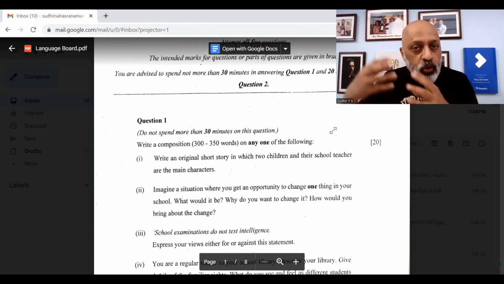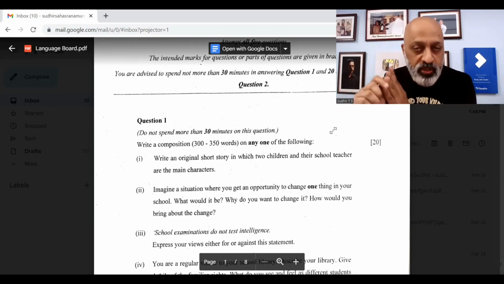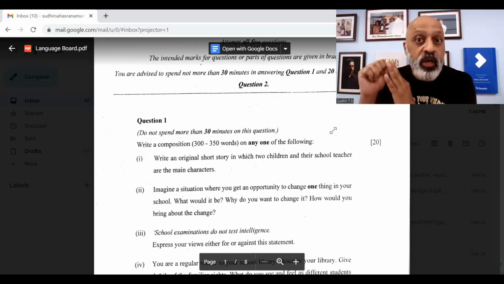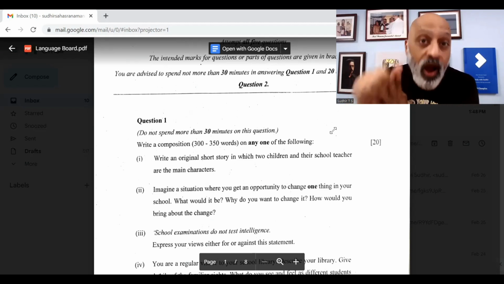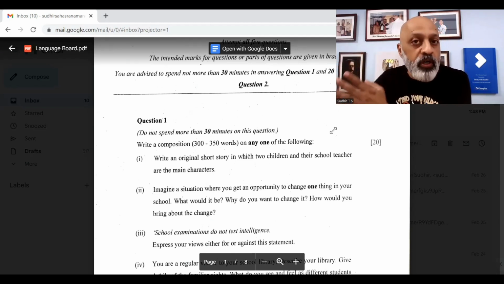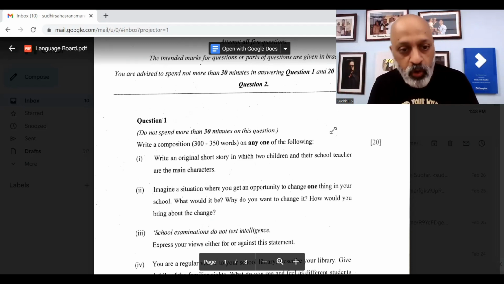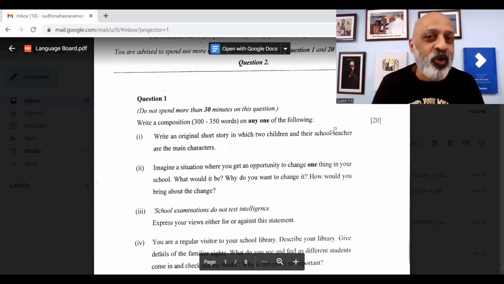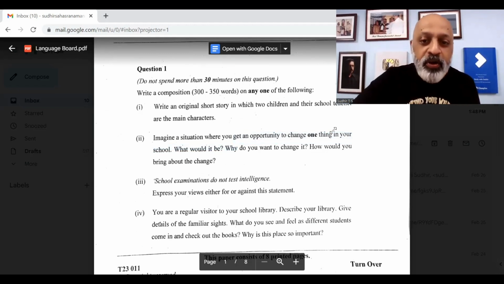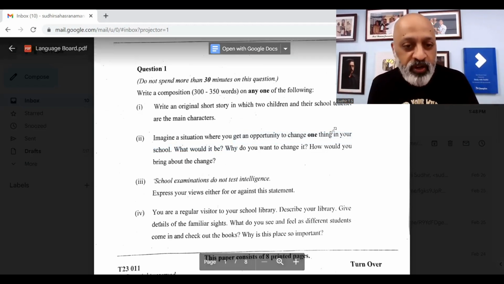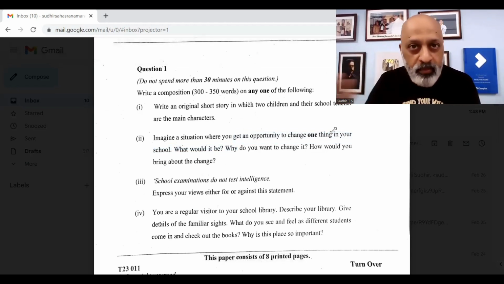So if you are able to identify each one of those parts and answer the three questions: what would you like to change, why would you like to change, and how would you change it? If you have been able to talk about all the three elements, you would be able to score good marks. We had done pretty much the same topic as part of our test assignments. So many of the students had actually prepared this topic well as part of the many assignments that we had done.